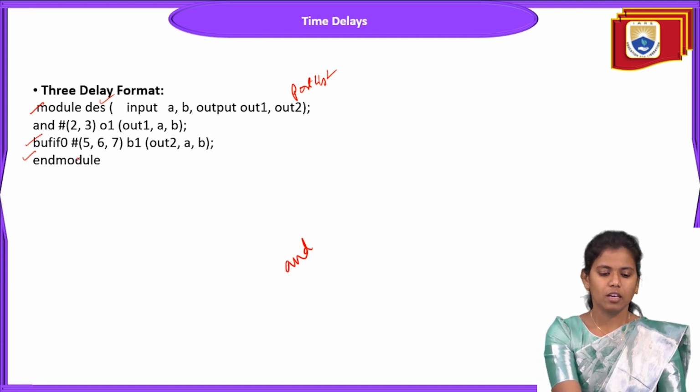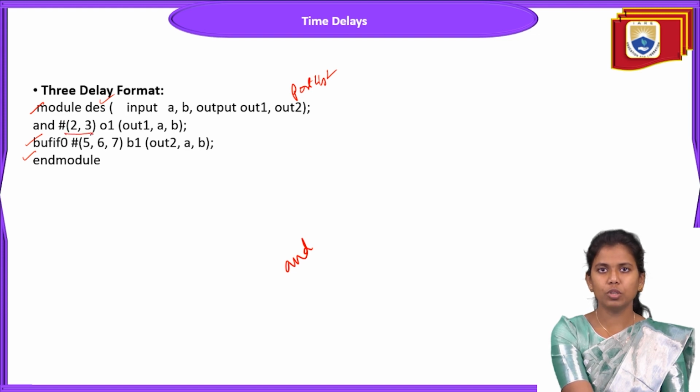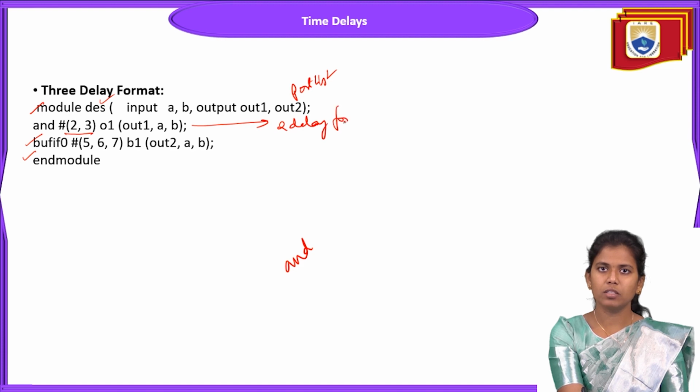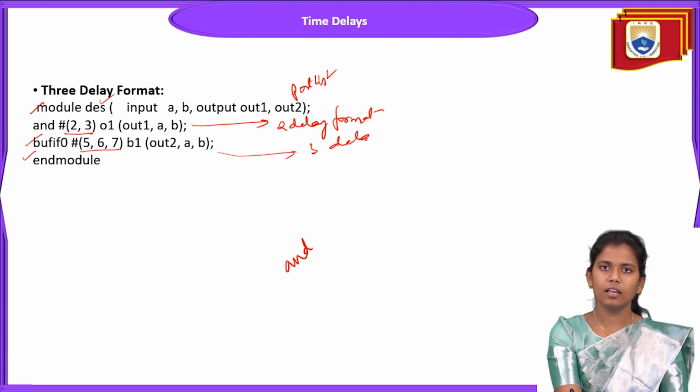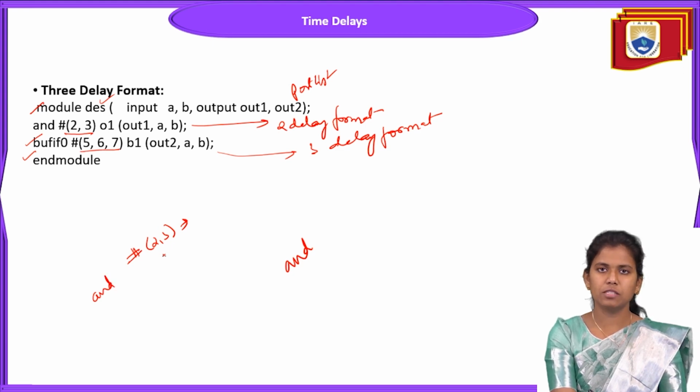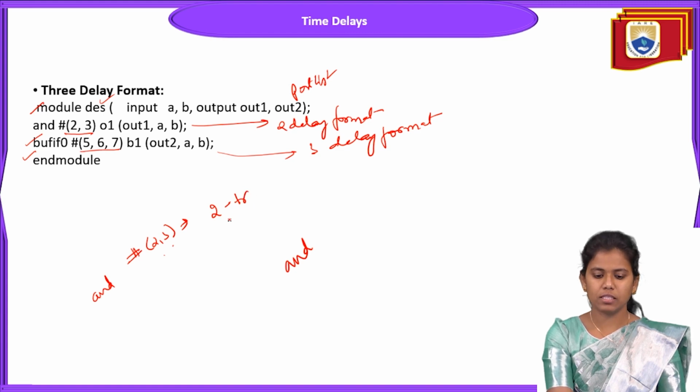In the AND gate, we only have 2 numbers. So this is nothing but the 2 delay format. Whereas here we have 3 numbers, right? So this is the 3 delay format. For the 2 delay format, usually we will represent it with hash 2 and 3. This is with respect to the AND gate. So the delay is represented as 2 and 3. Why? Because 2 is with respect to the rise time and 3 is with respect to the fall time.